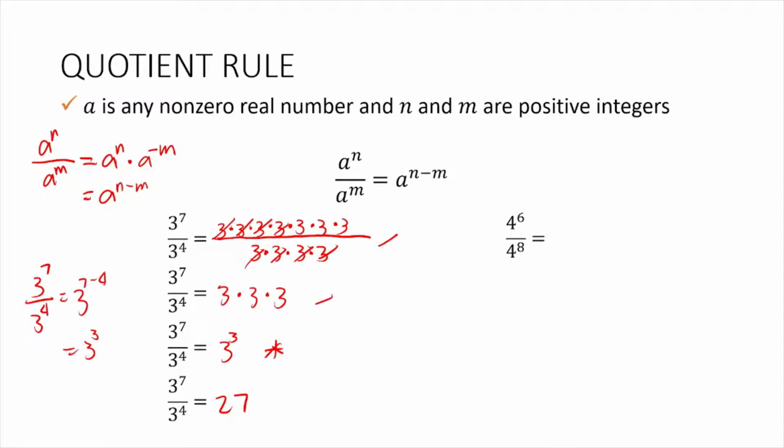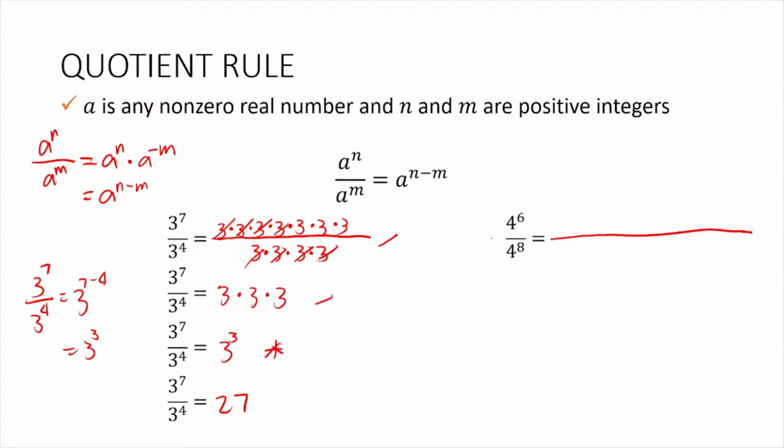So we have here 4 raised to the power of 6 divided by 4 raised to the power of 8. Here, the exponent in the denominator is greater than the exponent in the numerator. So we expect a negative number as the difference, right? So again, let's do this the long way. Let's see what will happen, okay?